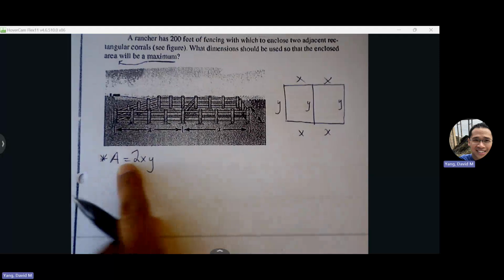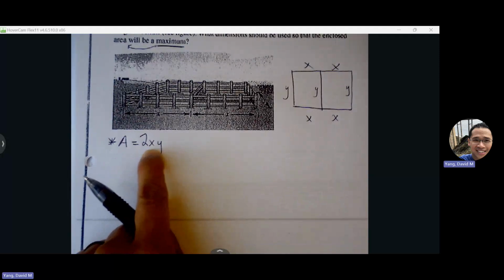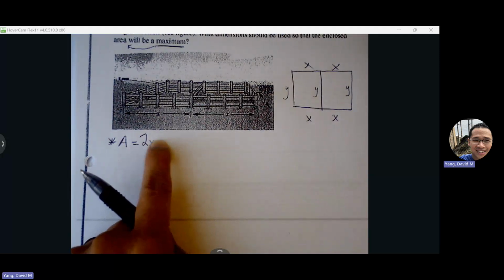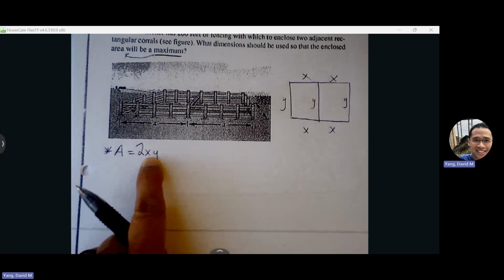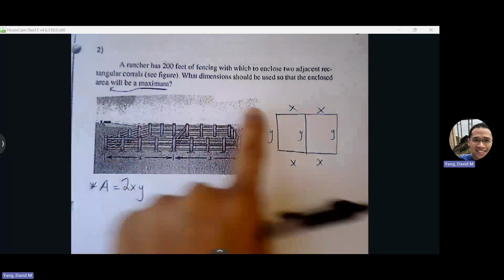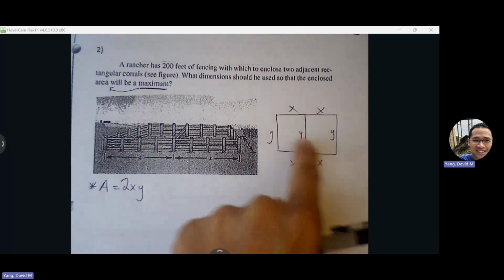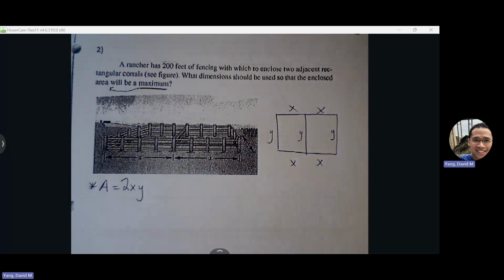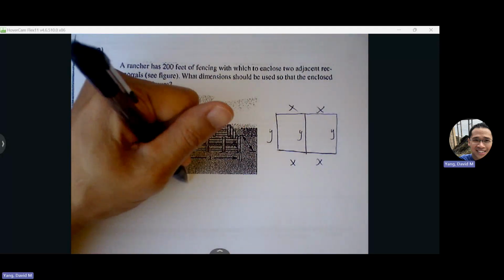We do want to find the derivative, but we need some help because there are too many variables on the right side. So we have to get it down to either x or y. In this case, it doesn't really matter as long as we pick one. So the help is going to come from the perimeter. The perimeter is telling us how many feet of fencing is involved to build this setup.